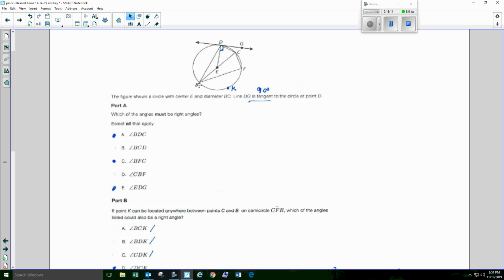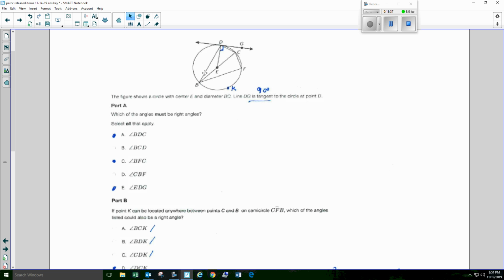BCK, B, C, and K. No, if I connect that to here, remember this angle will only be half of this measure. That's not 180 degrees. Okay. BDK. Again, if I connect this right here, this is not 180 degrees.